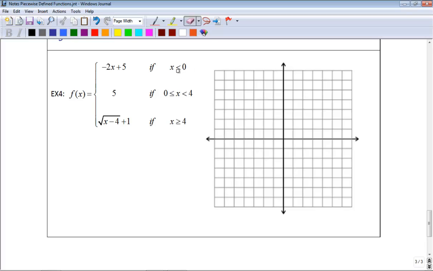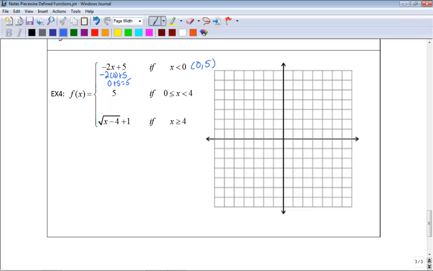So what's the change of behavior value for the top one? 0, right? It behaves one way at 0. So let's find out what the value is when I plug in a 0. Well, if I plug in a 0 to the top function, I'm going to get 0 plus 5, or 5. So I have the point (0, 5).